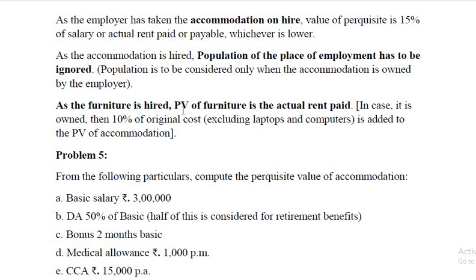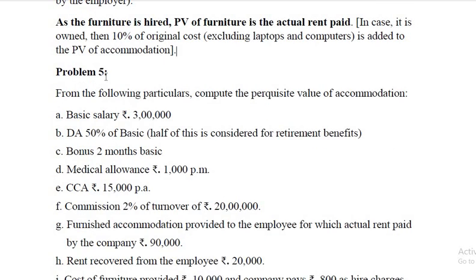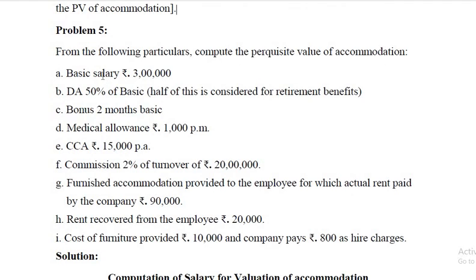Next, as the furniture is hired, perquisite value of furniture is the actual rent paid. In case it is owned, then 10% of original cost, excluding cost of laptops and computers, is added to the perquisite value of accommodation, that is unfurnished accommodation. Alright, that's about this problem. We'll move on to the next problem.